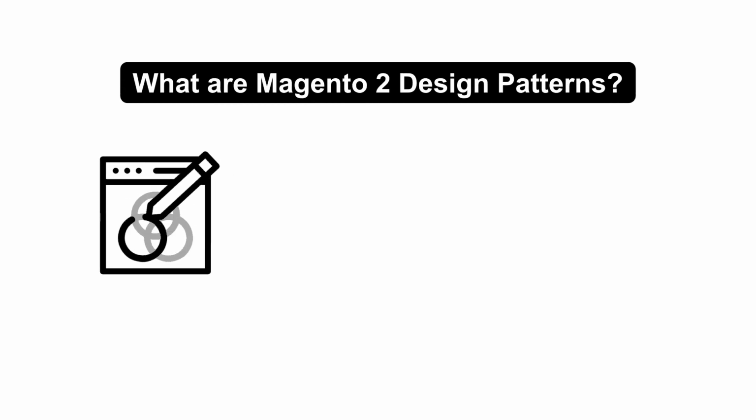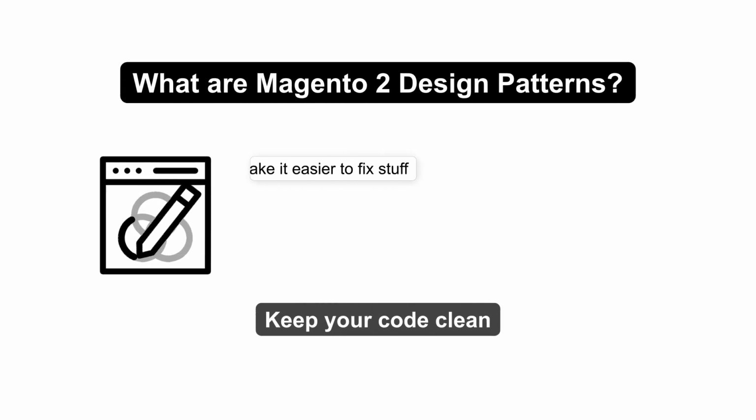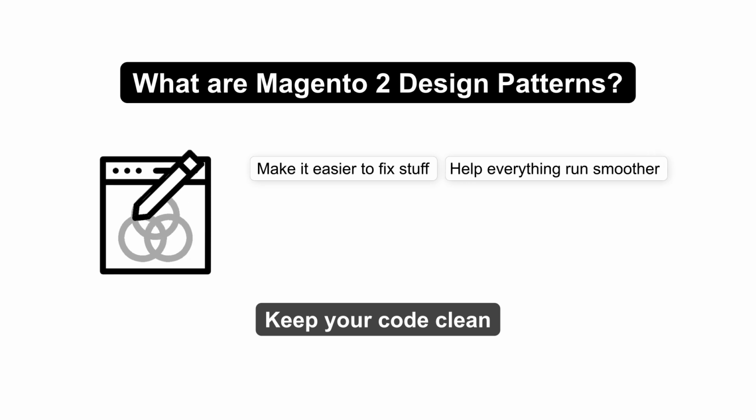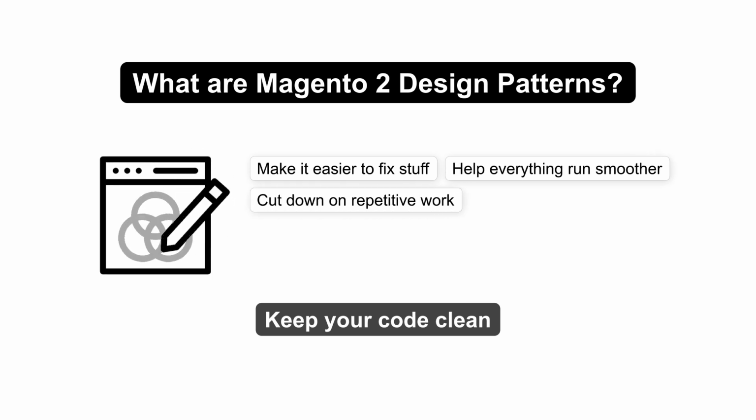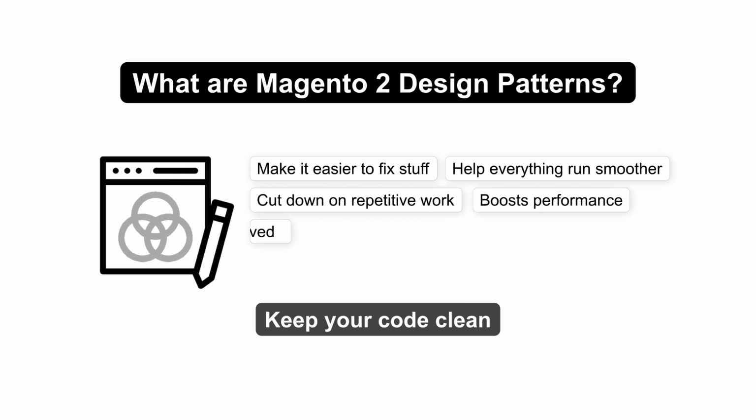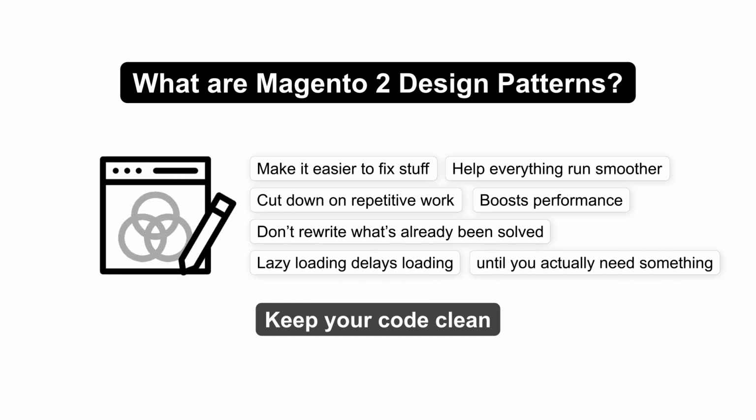Magento 2 design patterns keep your code clean, make it easier to fix stuff, and help everything run smoother. They cut down on repetitive work, which boosts performance. You don't rewrite what's already been solved. Lazy loading delays loading until you actually need something.